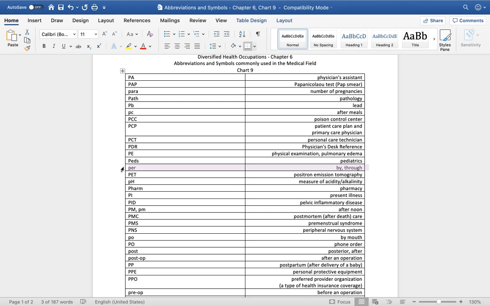PEDS. Per, this is by or through. So like miles per hour, kilometers per hour, beats per minute. We use it quite frequently in medicine.